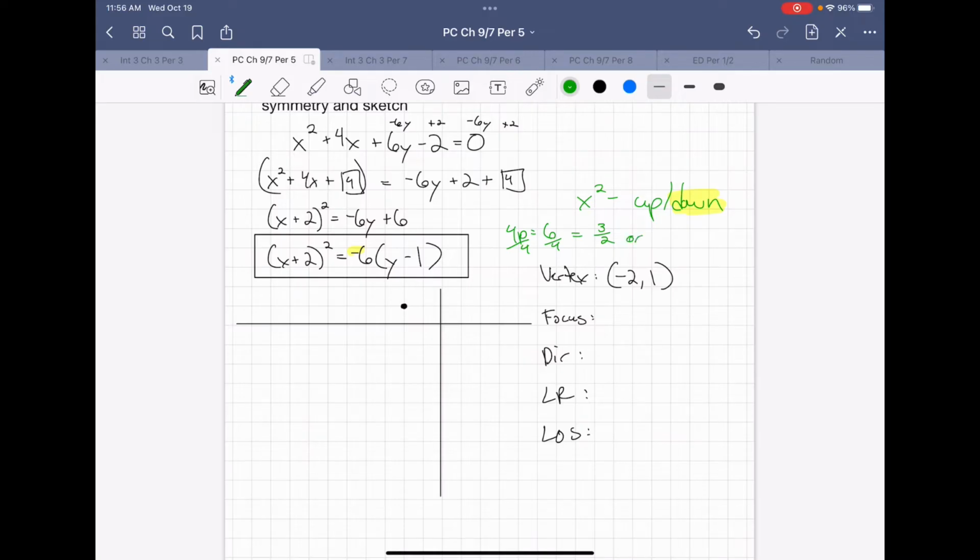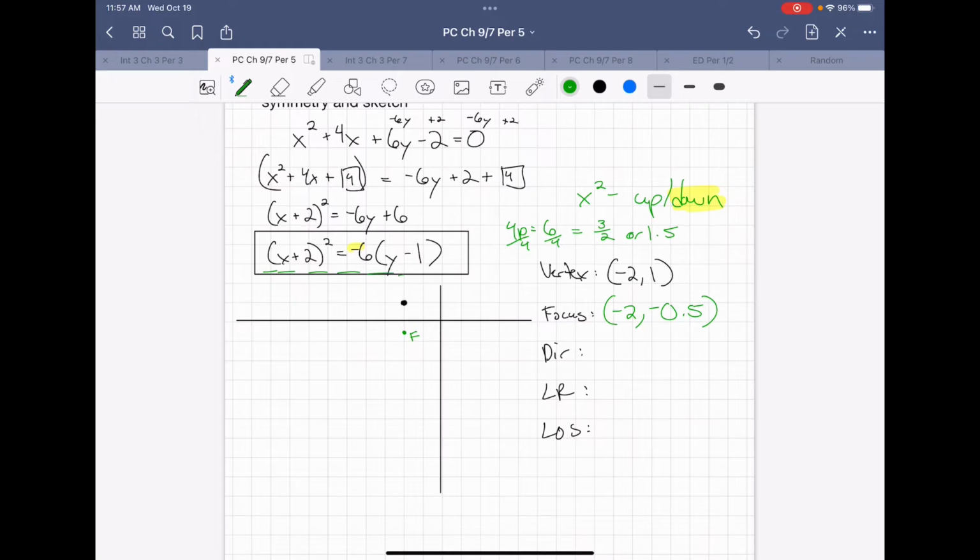So 3.2 or 1.5. So 1.5 down will be the focus. 1.5 down. So -2 is not changing. I'm going 1.5 below 1, so -0.5. 1.5 up, I ran out of space, but 1.5 up will be the directrix. Y equals 1.5 above 1, 2.5. Notice that it was x squared, so the x's did not change in any of my answers.